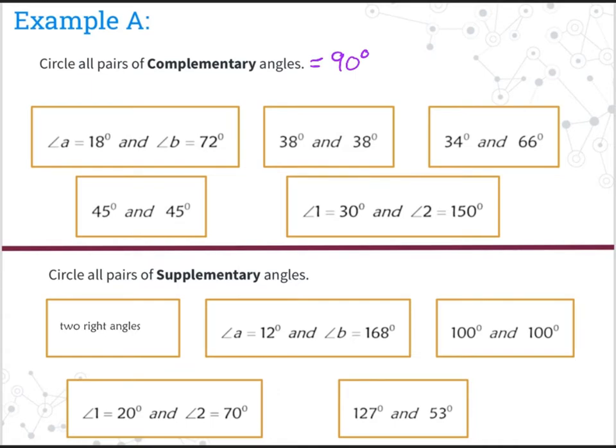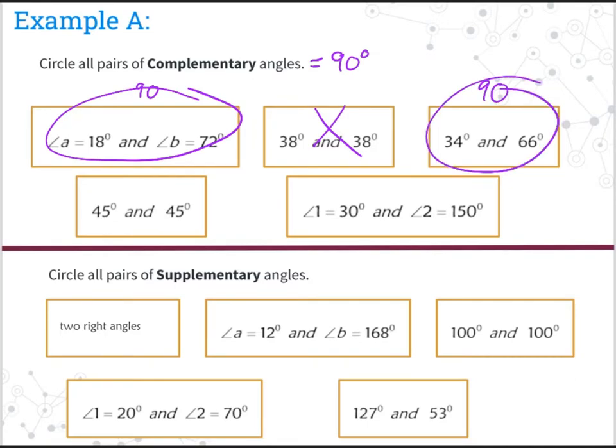So let's take a look at the first one, 18 plus 72. If we add those two together, we get 90, so that is an example. 38 plus 38 does not equal 90, so not so much. 34 plus 66 does equal 90, so that's a match. 45 plus 45 is also 90, so that's a match. 130 plus 30 plus 150, not going to work out, so that is not a match.